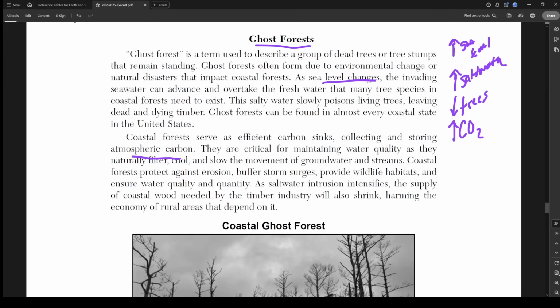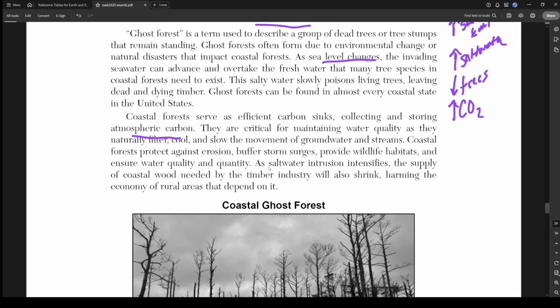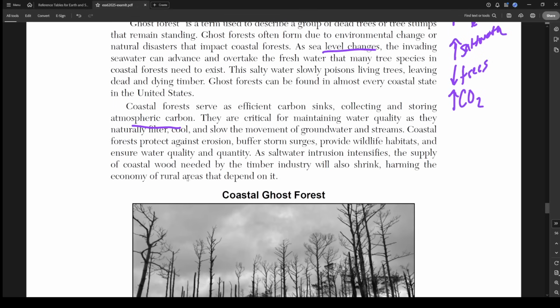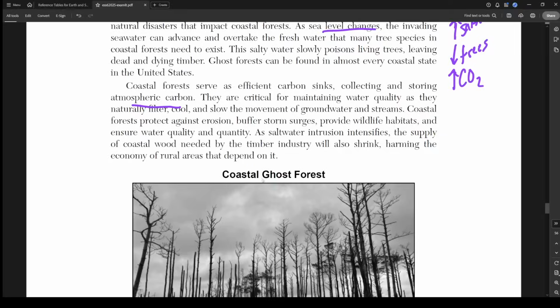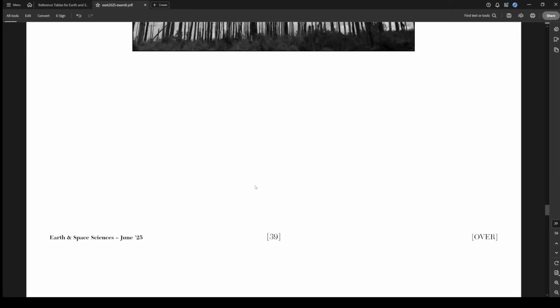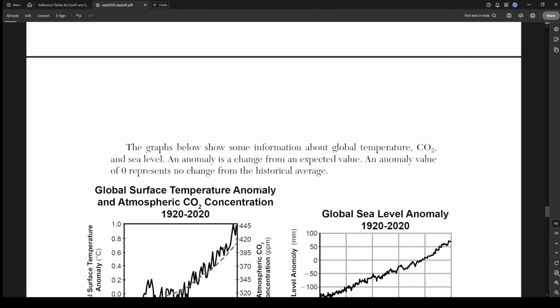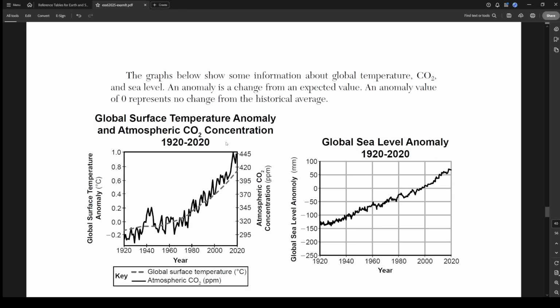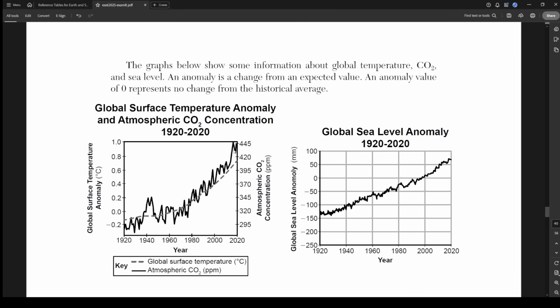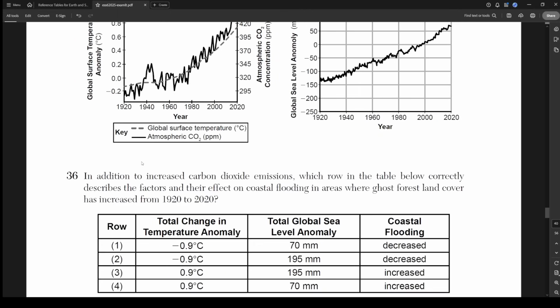Coastal forests protect against erosion, buffer storm surges, and provide wildlife habitats and ensure water quality and quantity. As the saltwater intrusion intensifies, the supply of the wood will also shrink, harming the economy of rural areas that depend on it. Okay. So that's fine. The graph below shows some information about CO2. Great, so you could see CO2 is going up, and sea levels going up. So that's going to relate to our forest issue. In addition to increased CO2 emissions, which row correctly describes the factors and their effect on coastal flooding in areas where the ghost forest land cover has increased from 1920 to 2020?